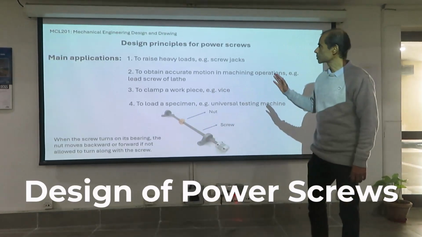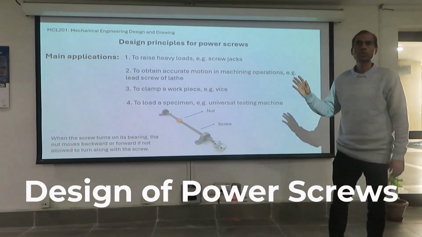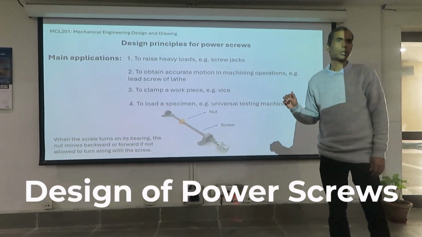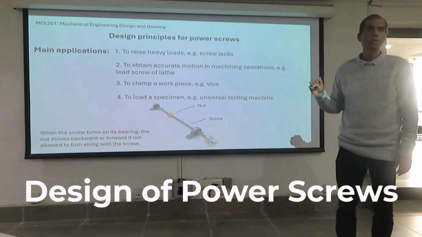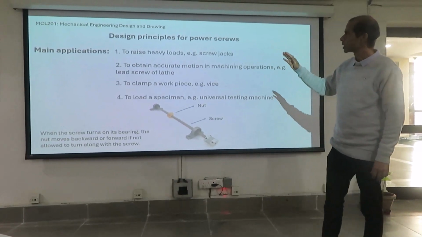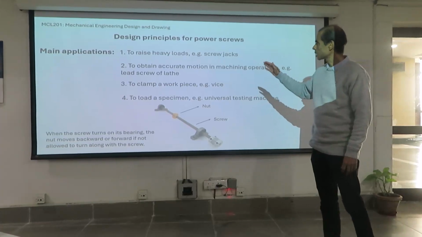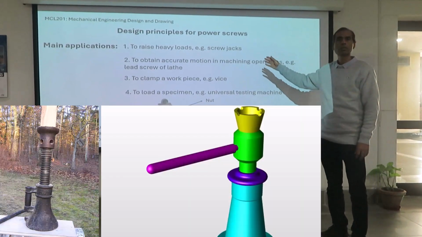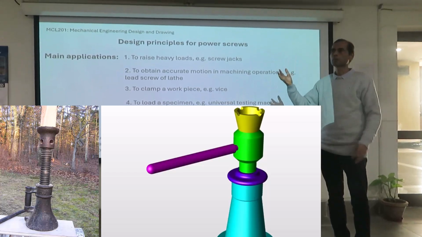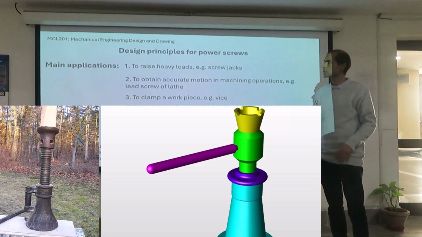Of this one, design principles for power screws, and then after that you have to solve the problem. Okay, so I've already given you the slides. So basically power screws, example is a screw jack. So this is used for lifting a load or for applying strong force.